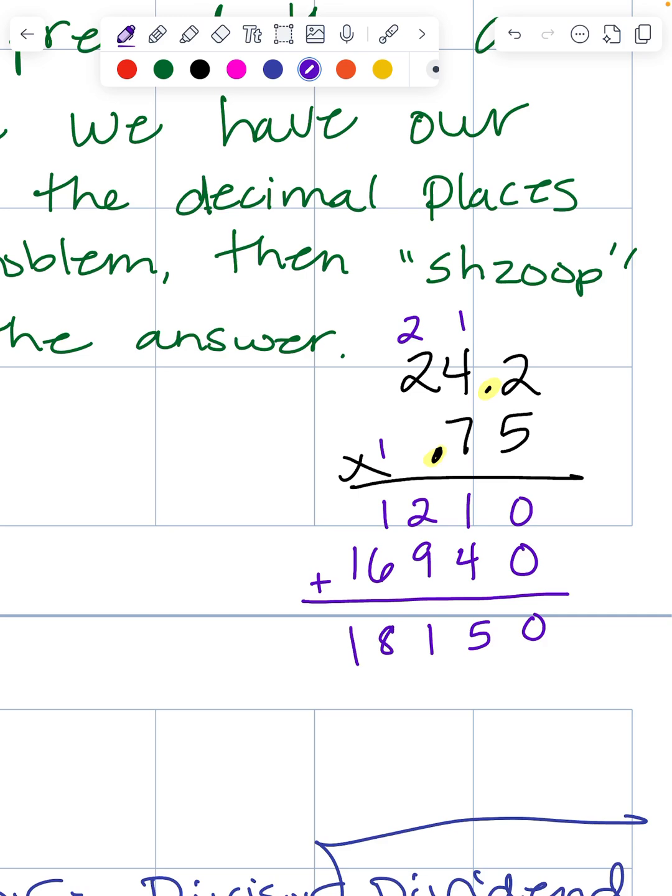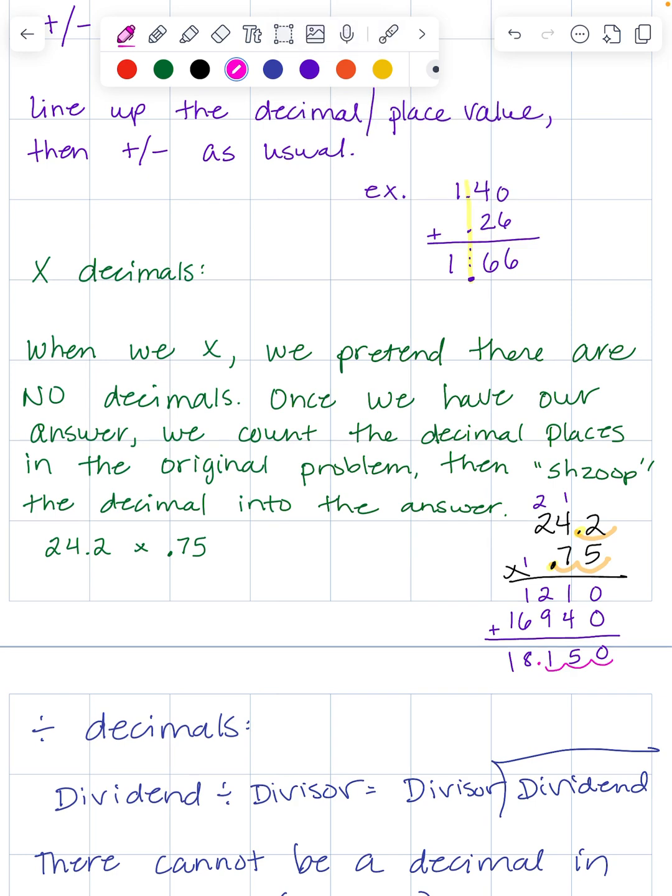Awesome. My answer is not 18,150. What I need to do now is I need to count my decimal places in the original problem. I see 1, 2, 3. So now I'm going to zoop 3 decimal places into my answer. Zoop, zoop, zoop. And my answer is 18 15/100ths. I could have written 18 150 thousandths, but that 0 there is unnecessary. Okay? All right, whew. One more thing to review.